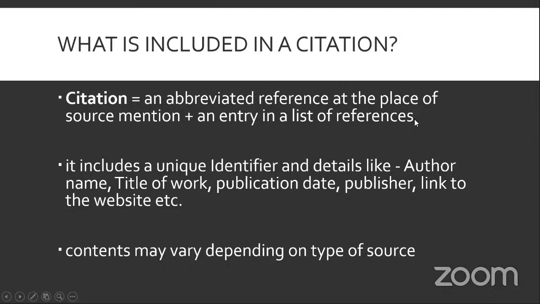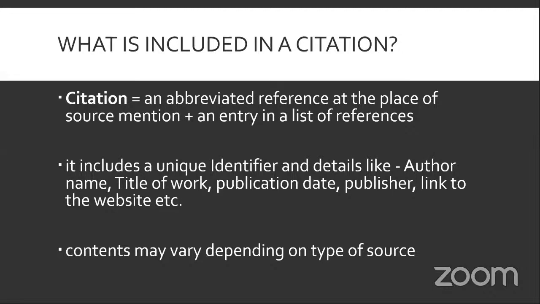The first part of it is an abbreviated reference at the place of the source, wherever you are mentioning those statements or that information. And the second part is an entry which is linked to that particular abbreviated reference at the end of your document. So these two together make a citation.